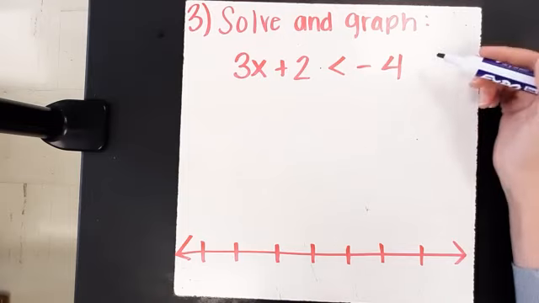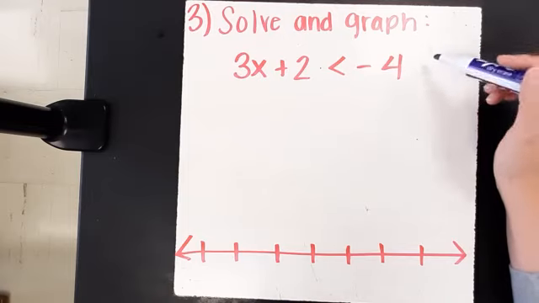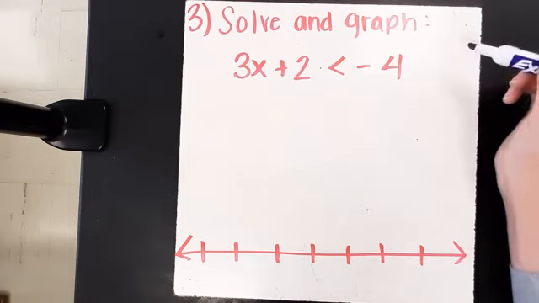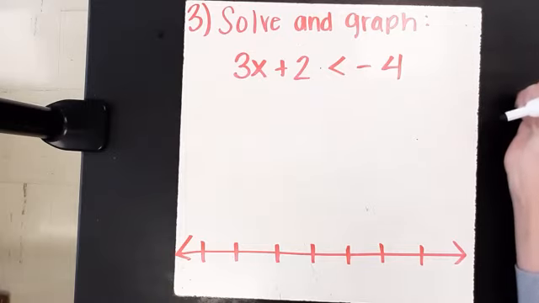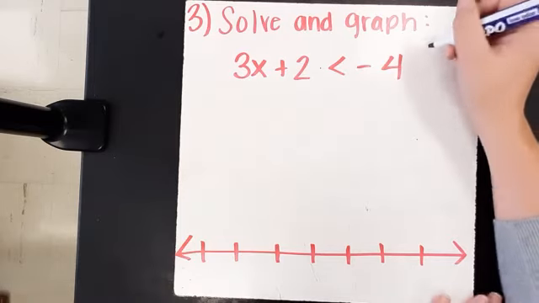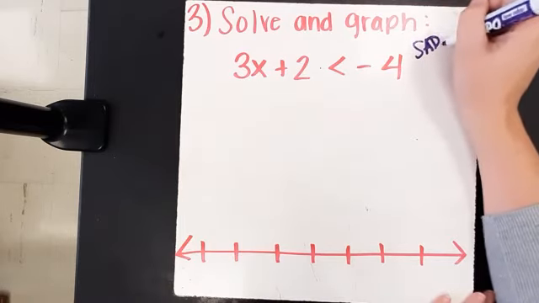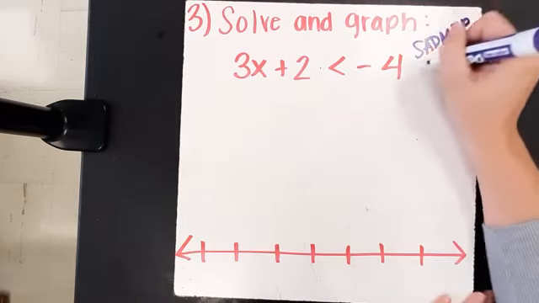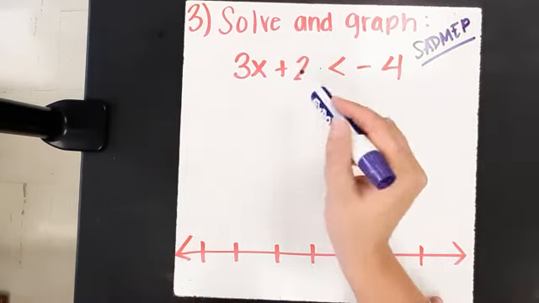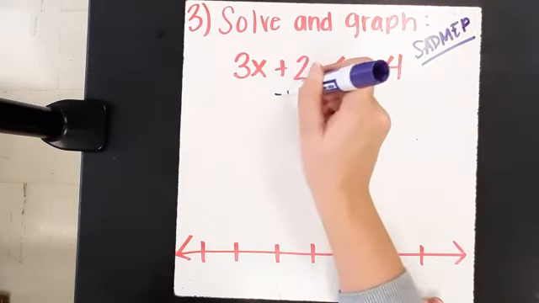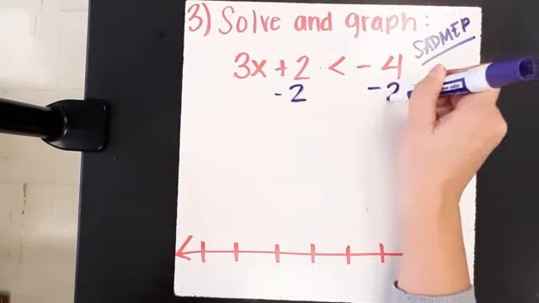And like I said, this is going to be almost identical to solving equations, except that we have to watch out if we ever multiply or divide by a negative number, we flip our sign. So we're following SADMEP just like we did for two-step equations. First I get rid of any addition or subtraction. So we have 2 being added to the variable, and we're going to subtract to get rid of it.